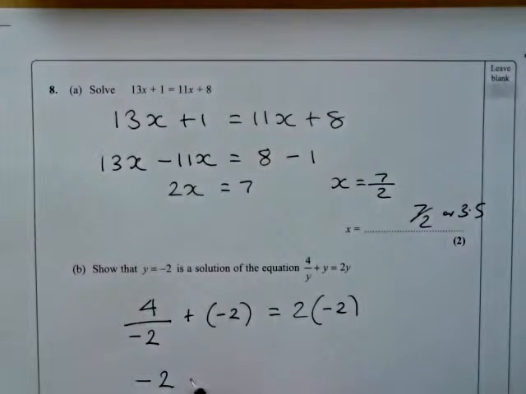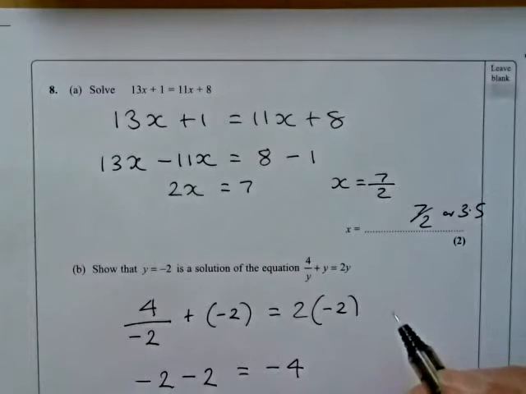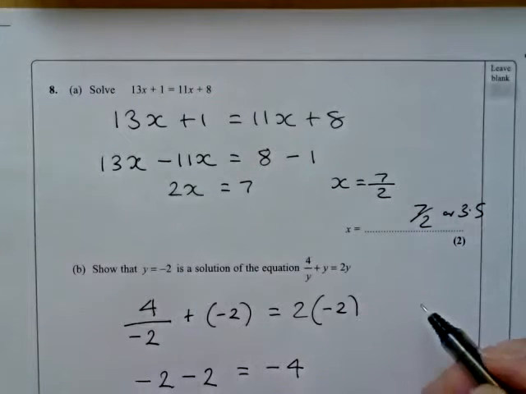Plus a minus is exactly the same as subtracting, and 2 lots of minus 2 is minus 4. Now minus 2 add minus 2 is minus 4, so the two sides are the same, so we've checked and it's correct, it is a solution. Just a little bit of help here, a couple of rules I've used.